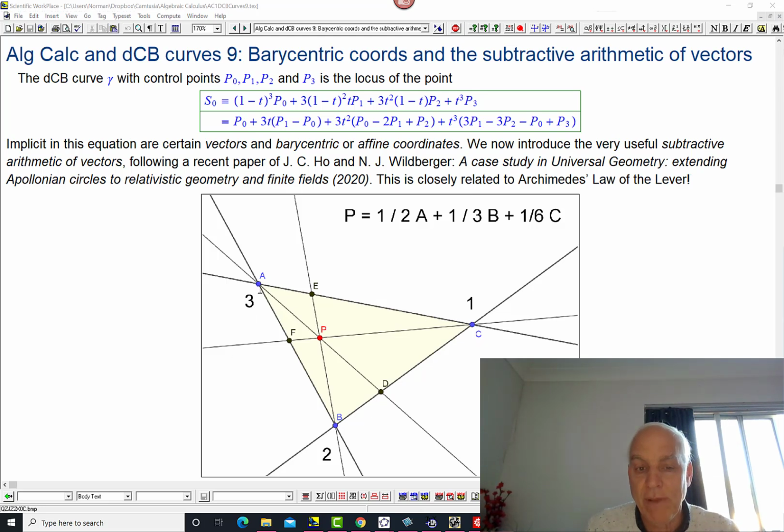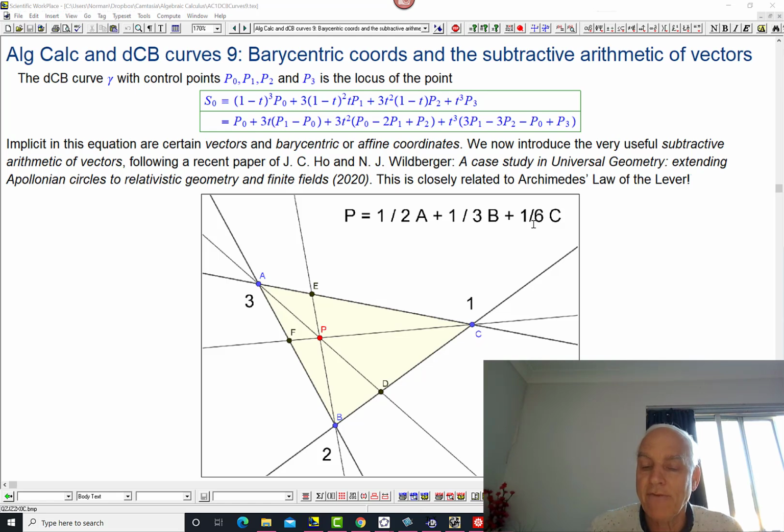Okay, let's have a look at this diagram here, okay? There's 3 points in the plane, A, B, C. These are points. And there's a 4th point in red, P. And up here we read that P is 1/2 A plus 1/3 B plus 1/6 C. Now, this is a very special kind of linear combination. It's a combination where the sum of the coefficients is 1. Okay, that's going to play a really important role for us.